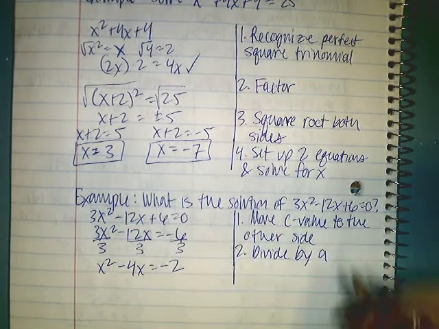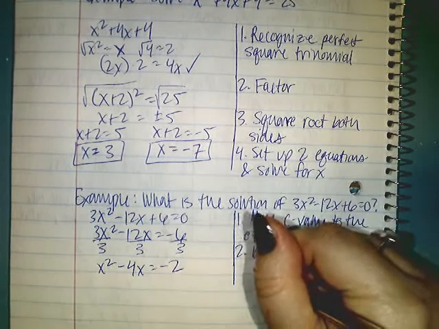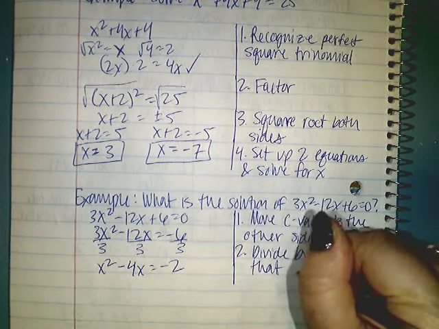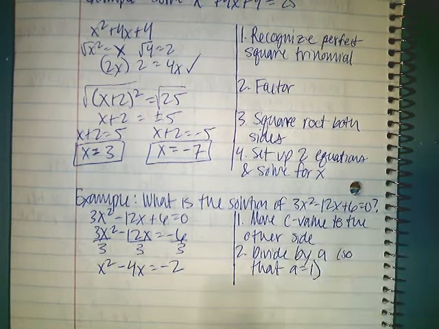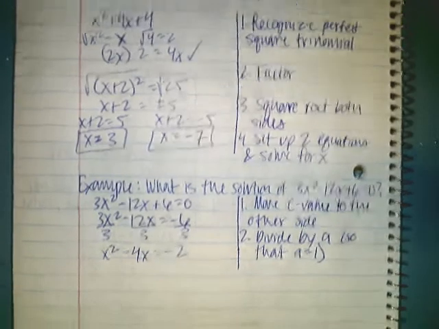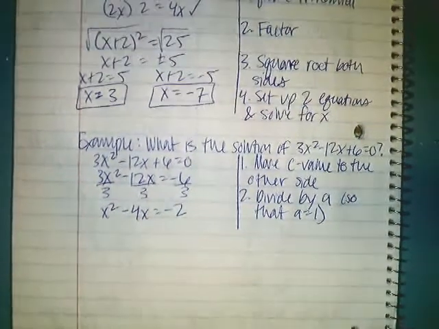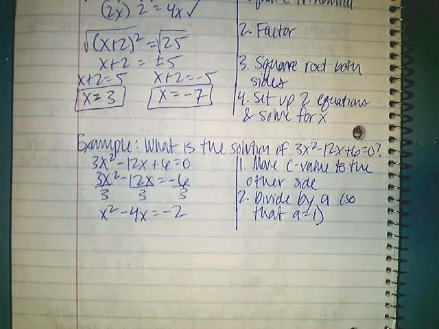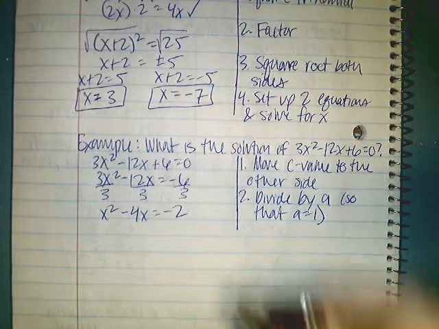So I divide by a, just so you remember, so that a equals 1. So you want your a value to be 1 for this process. It'll make it a lot easier. So you divide everything by a if a is not 1. Now we're good. This is where the tricky step comes in.